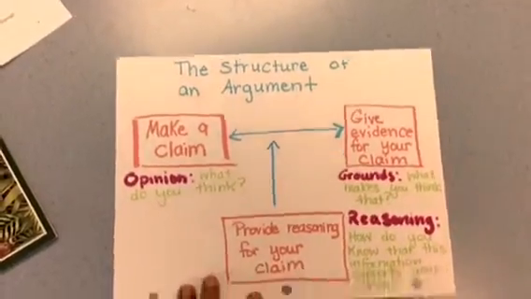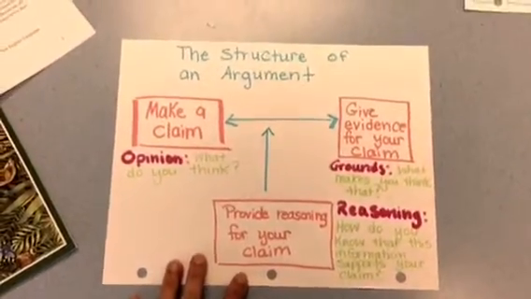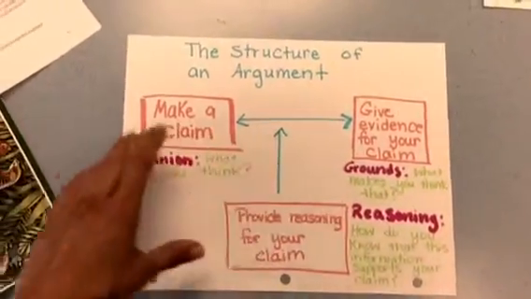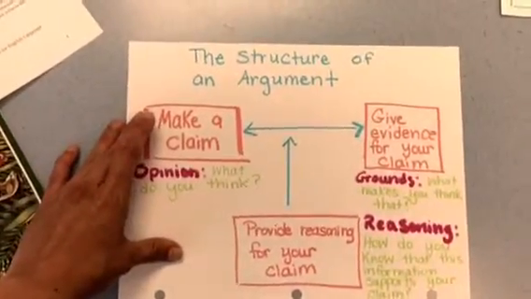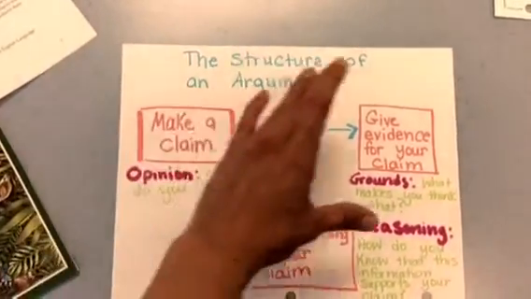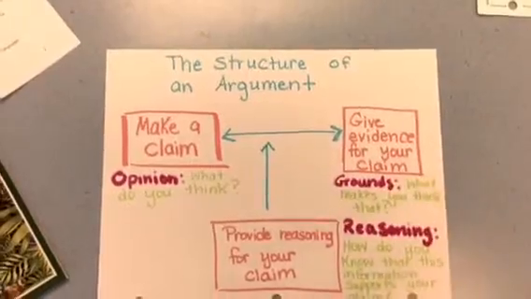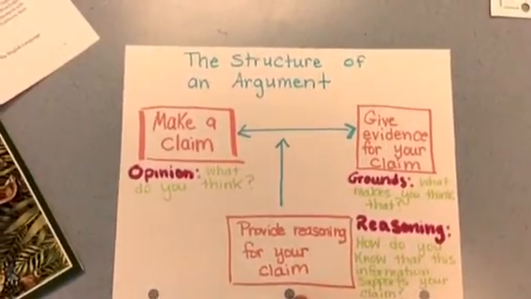And then the third piece to that is providing reasoning for your claim. How do you know that this information supports your claim? So the first thing you start out with is the structure. This is how you state your opinion, and then in order to back up that opinion, you need to give evidence, and then you need to give reasoning for your claim and for your evidence.